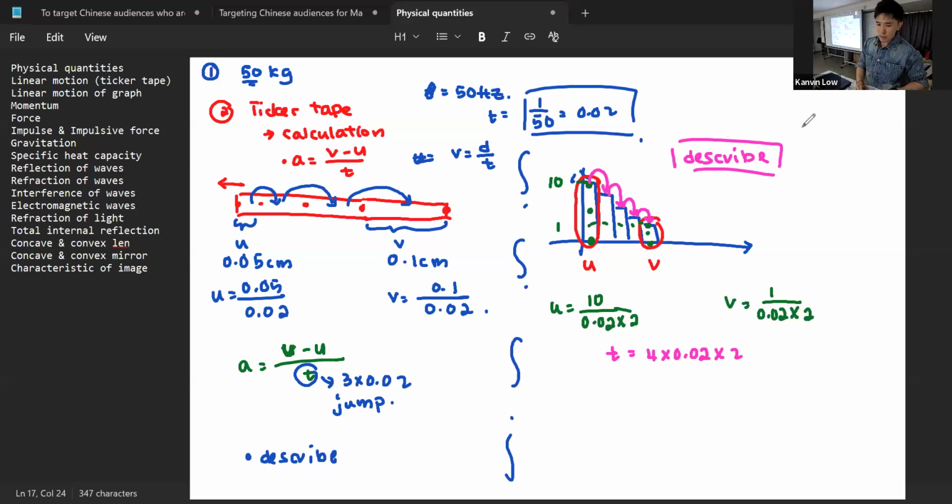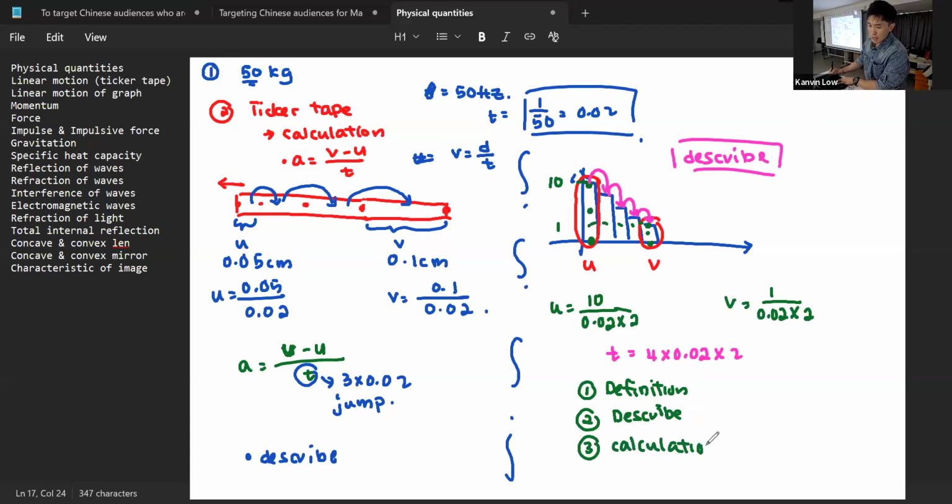Okay, because ticker tape, if you tell me ticker tape is coming out, so there are only a few questions over here. To summarize everything, everyone, the first one will be definition. Okay, the second one will be describe the motion. Okay, and then the third one, 100% will be having calculation. These are the 3 things that may come out for the ticker tape.